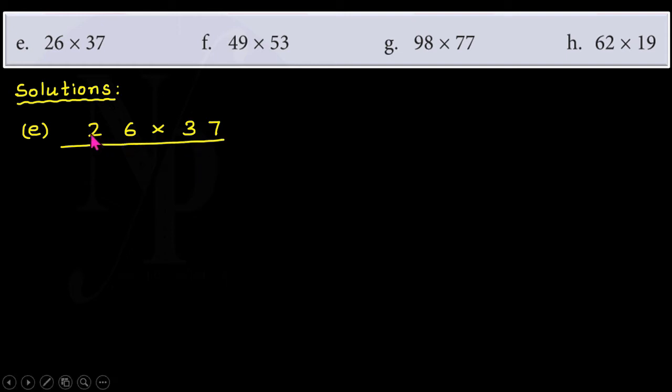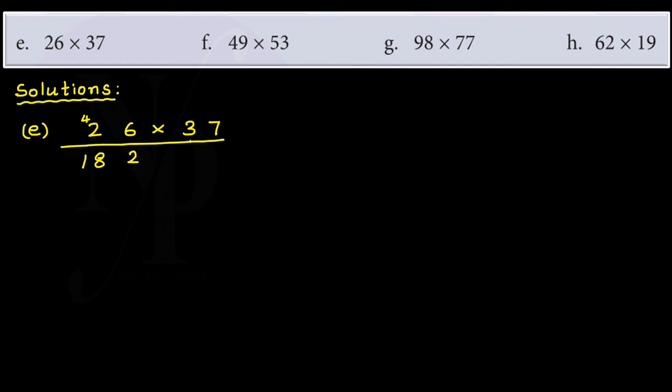First let us multiply 26 by 7. So 7 6s are 42. So we write 2 in one's place here and 4 is carried forward. Now we multiply 2 by 7. 7 2s are 14. 14 plus 4 is 18. We get 182 by multiplying 26 by 7.